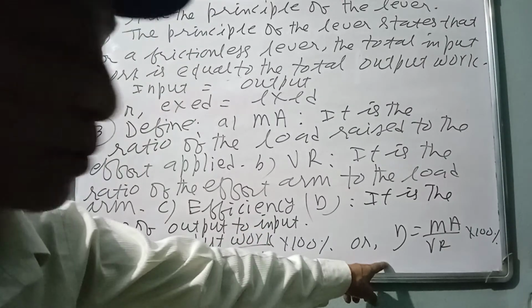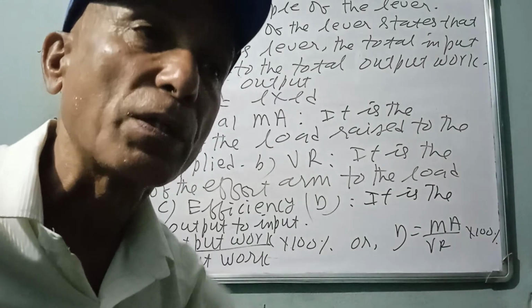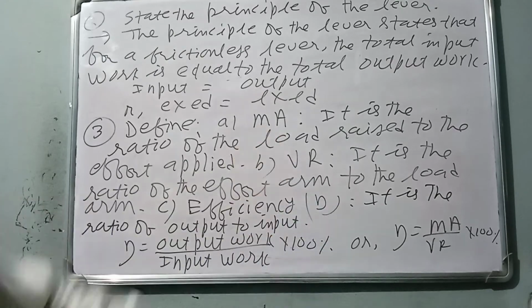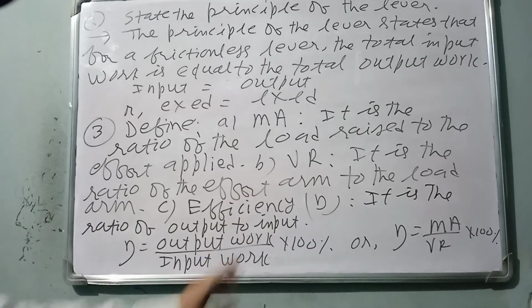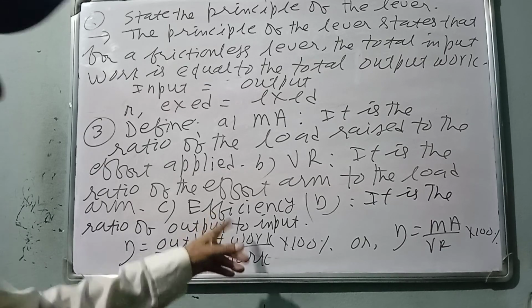Or it is also the ratio of mechanical advantage to the velocity ratio multiplied by 100. And one thing, mechanical advantage is affected by friction. Friction ले घटाउँछ. Velocity ratio is not affected by the friction. यसमा फ्रिक्सनले असर गर्दैन. Efficiency, the word efficiency comes from the word adjective efficient. Efficient means able to do work.